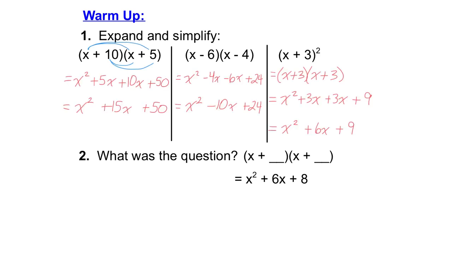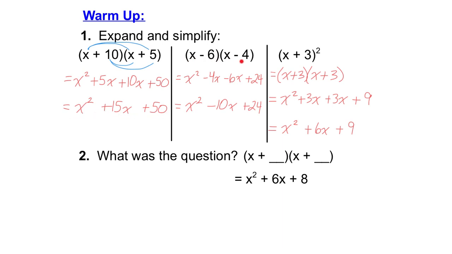So for question 1, expand and simplify. Remember, you're doing this. Every term in the first set of brackets gets multiplied by every term in the second set of brackets. So x gets multiplied by x, and x gets multiplied by 5. 10 gets multiplied by x, and 10 gets multiplied by 5. Now we have like terms in the middle. 5x plus 10x is 15x, so we end up with x squared plus 15x plus 50.